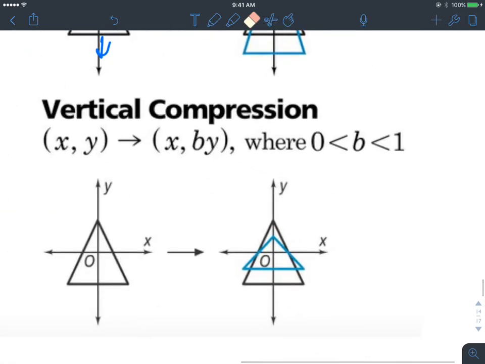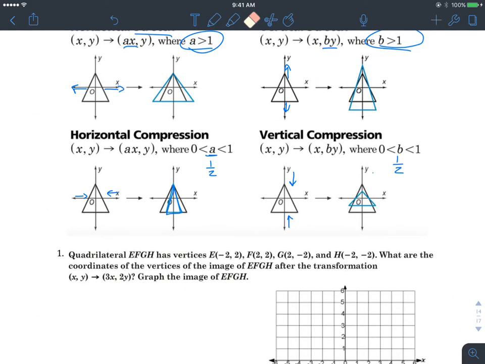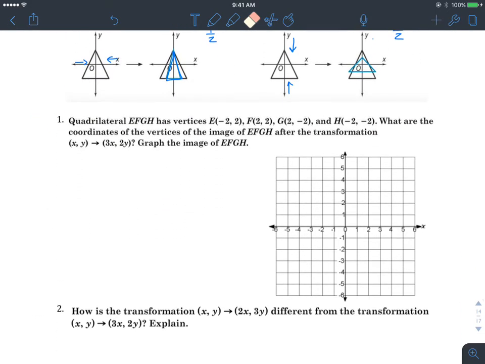Okay, vertical compression. That's basically just saying you're multiplying by a number less than 1, maybe 1/2. That's taking all your y's and smashing them down vertically. So it's compression. It looks like this right here, just taking it and flattening it like a pancake or something like that.